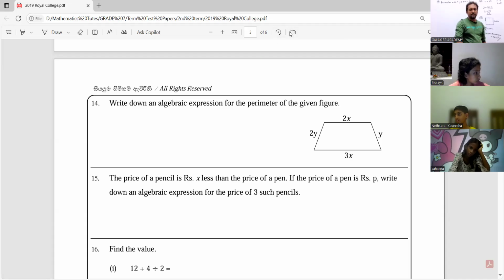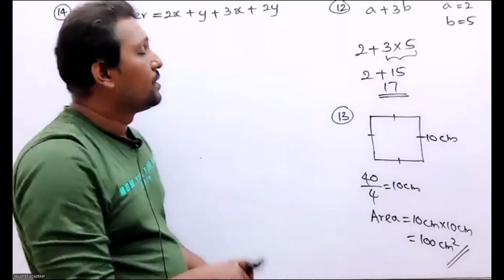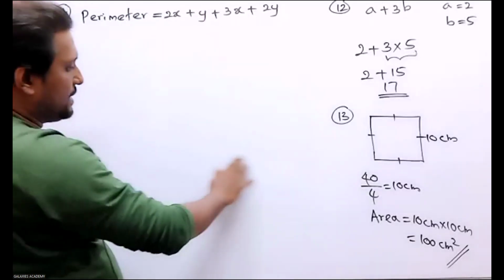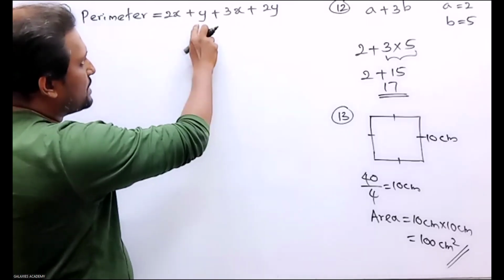It is not the trapezium, okay? It is a quadrilateral. Right. Then how you can find the answer? You have to simplify this one. Like terms you can simplify. What are the like terms? 2x, 3x, y and 2y.